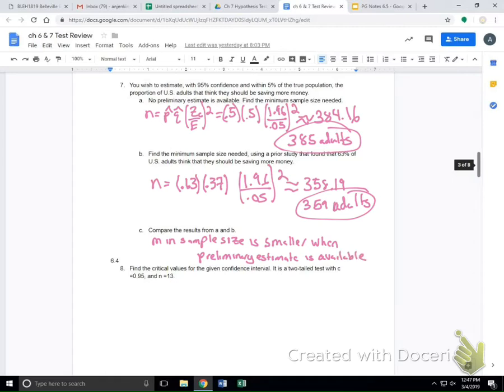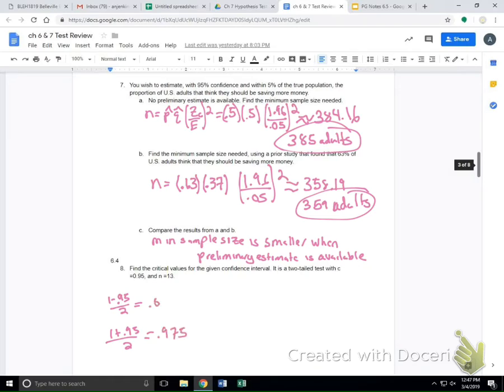And then we're now on to 6.4. So 6.4, this question a couple of you guys asked me about today in class. Find the critical values for the given confidence interval. It is a two-tailed test with your c being 95% and your n being 13. So remember that this goes back to now we are in the chi-squared test. So you have the 1 minus 0.95, and you have to take that, divide by 2, and then you have 1 plus 0.95, divide by 2. You end up with 0.975 here.